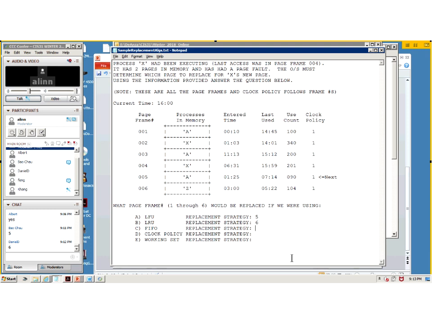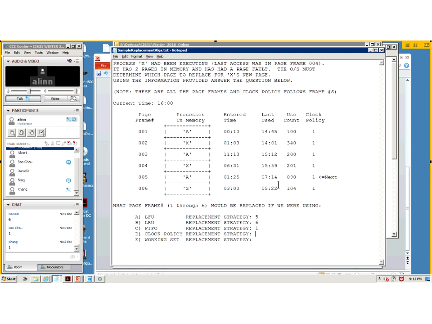All right. FIFO. Somebody else. 1. Yeah, 1 is the oldest frame. So you're right, it would replace 1. Very good. All right. Clock policy.